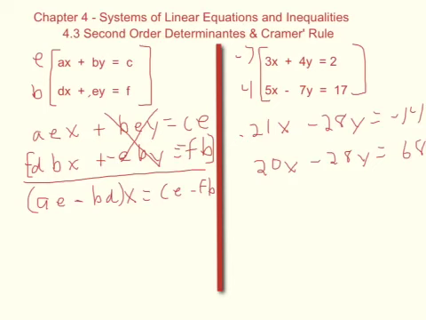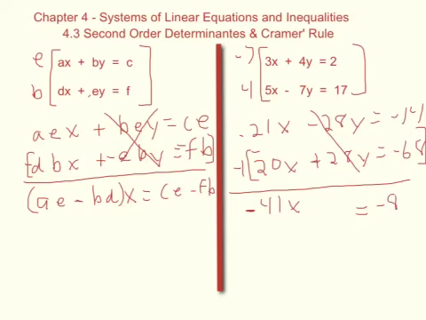Now we have to subtract the second from the first, meaning we multiply through by negative 1. So that's a negative 20x plus 28y minus 68. Negative 41x, that cancels out, equals negative 82. X equals 2. Do we do the same? Does it equal the same on the left side?